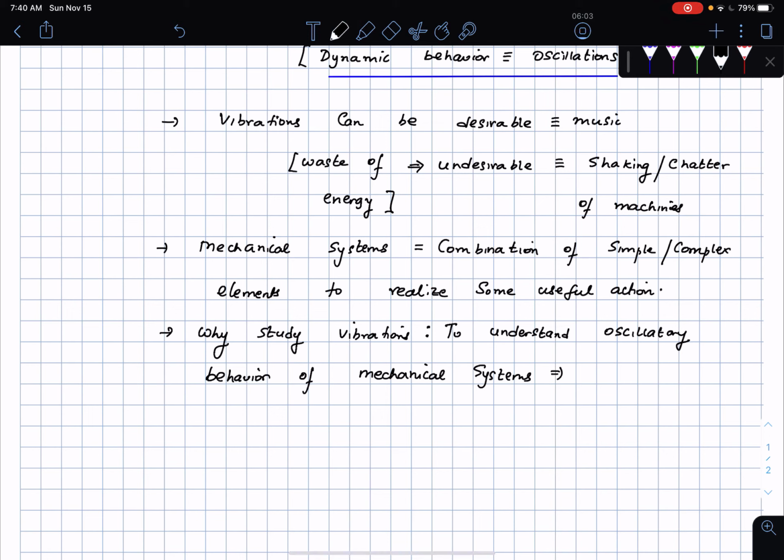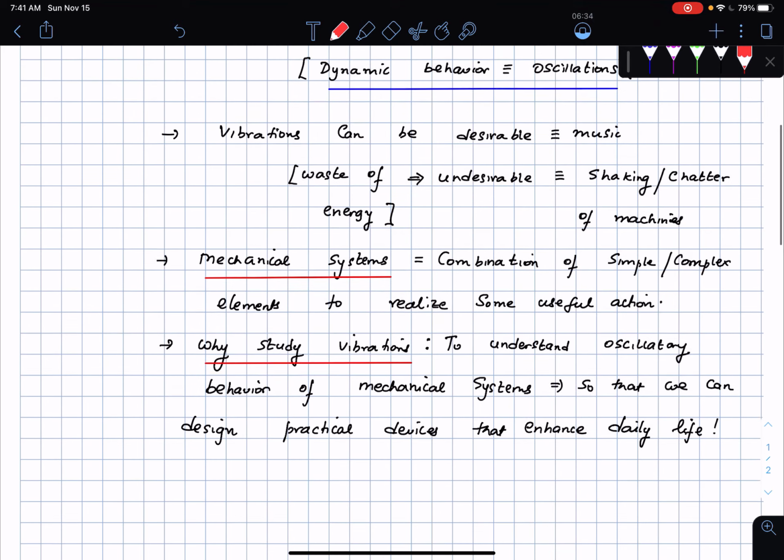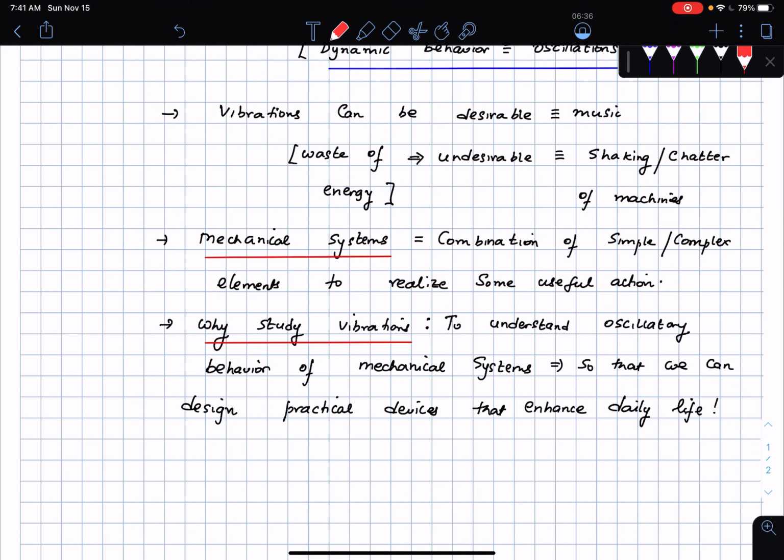So that we can design practical devices that enhance daily life. So this is the reason for studying mechanical vibrations, and I'm just going to underline some terms that we are looking at here: mechanical systems and why study vibrations.